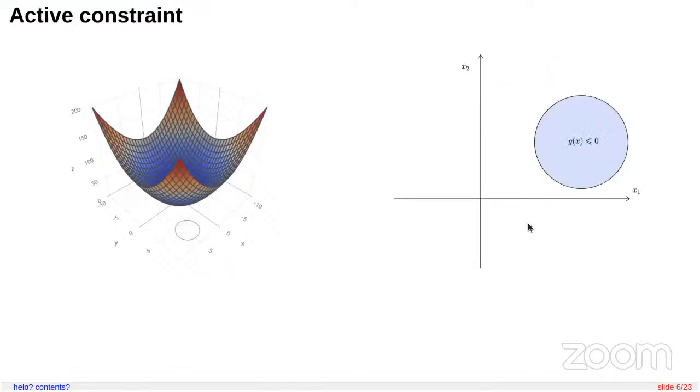Okay, any solution, you all remember what a feasible point is, right, for an optimization problem? It has to satisfy the constraint. So anything which satisfies the constraint is feasible for the problem, and all the points within the disk are feasible.